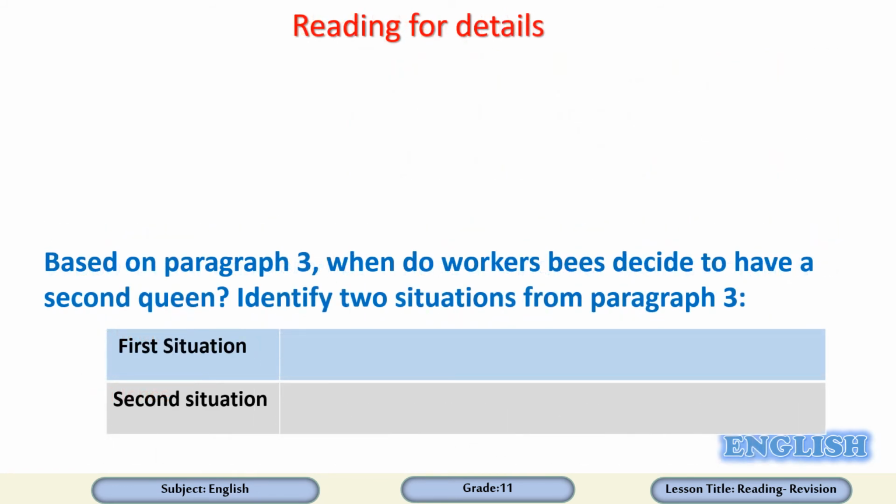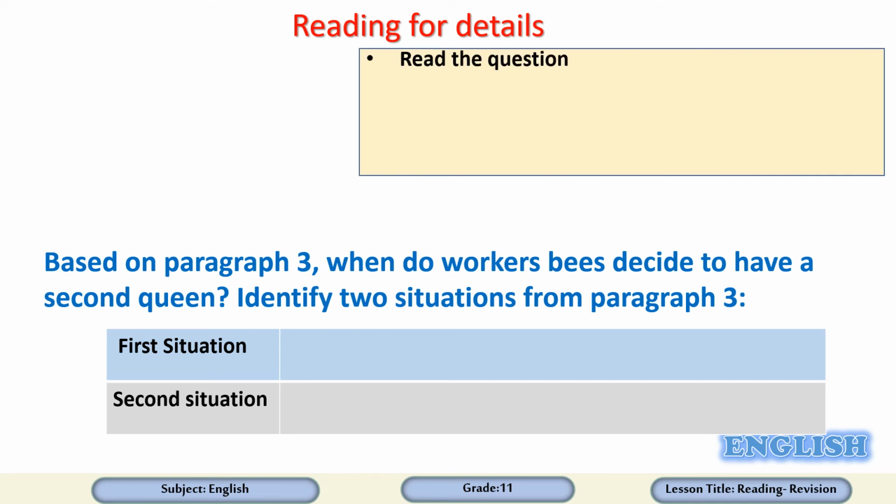Another type of questions that you may find in your readings is the question that asks you to find specific information in the text and transfer it into a table. The question will take this form based on paragraph 3. For example, when do worker bees decide to have a second queen? The second part of the question will be identify two situations from paragraph 3.